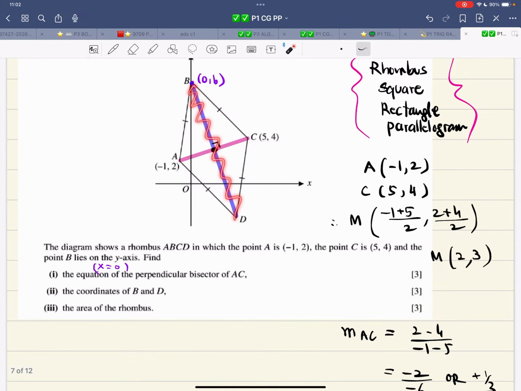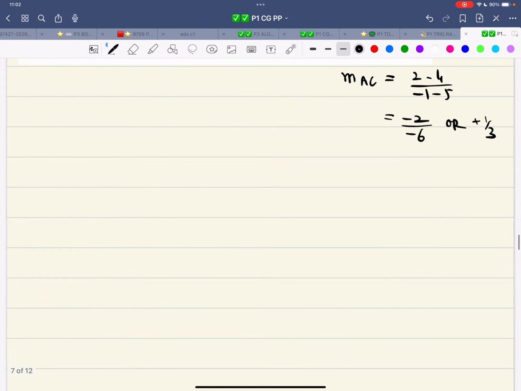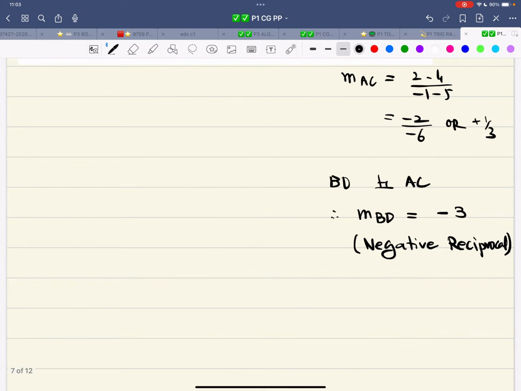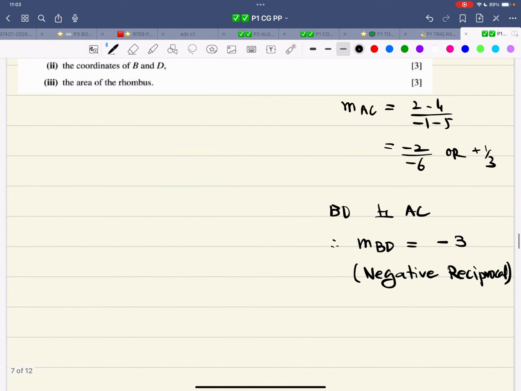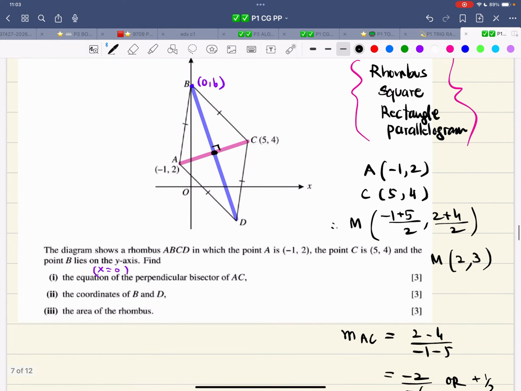Therefore, the gradient of BD. So let me write over here: BD is perpendicular to AC. Therefore, the gradient of BD should be the negative reciprocal. That is negative 3. So remember the concept of negative reciprocal. It's always a good idea to explain every single step in great detail. So now we have the gradient, we have the midpoint (2, 3).